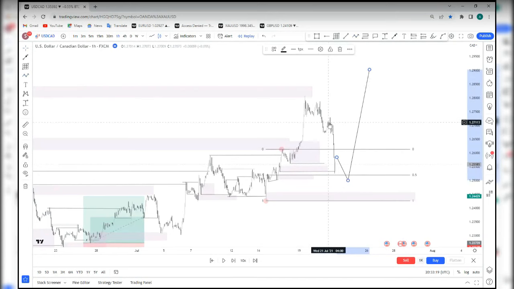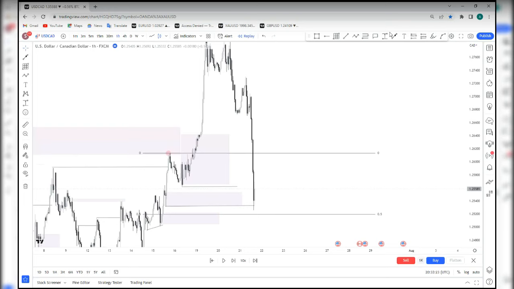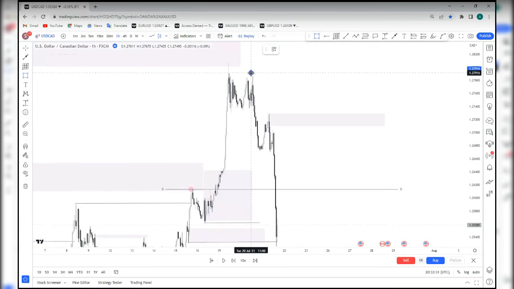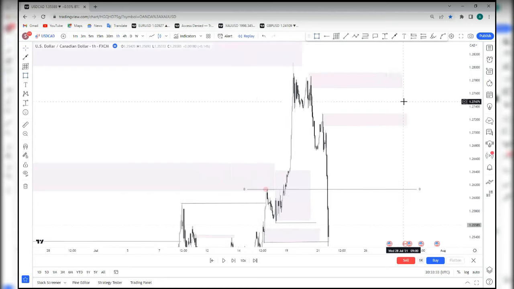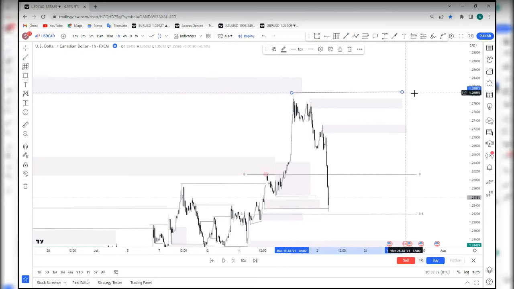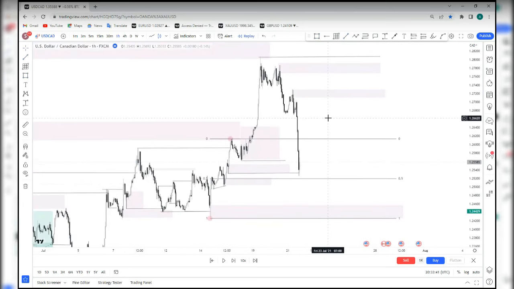But at least make sure you mark all unmitigated areas first as your target. Price can get there and reject massively. You can start taking pressure from all these places. Even though you are targeting this high, please make sure you are taking pressure from all these zones we don't take note of.